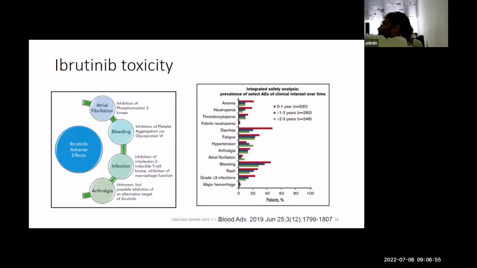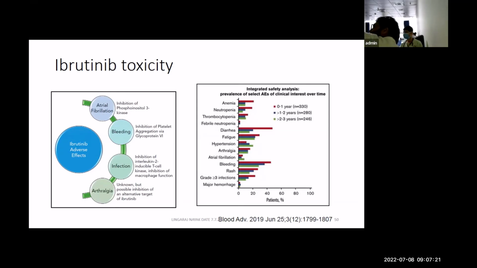Now, ibrutinib toxicity is fibrillation, bleeding, infection, ataxia. So commonly, if you have to tell the three important toxicities of ibrutinib, they are fibrillation, bleeding, and infections. And this is a nice data of all studies done in the ibrutinib space, and they have combined all the toxicities that you see. And the toxicity also varies depending on which year of treatment you are in. So there are certain toxicities which improve as you continue the drug.